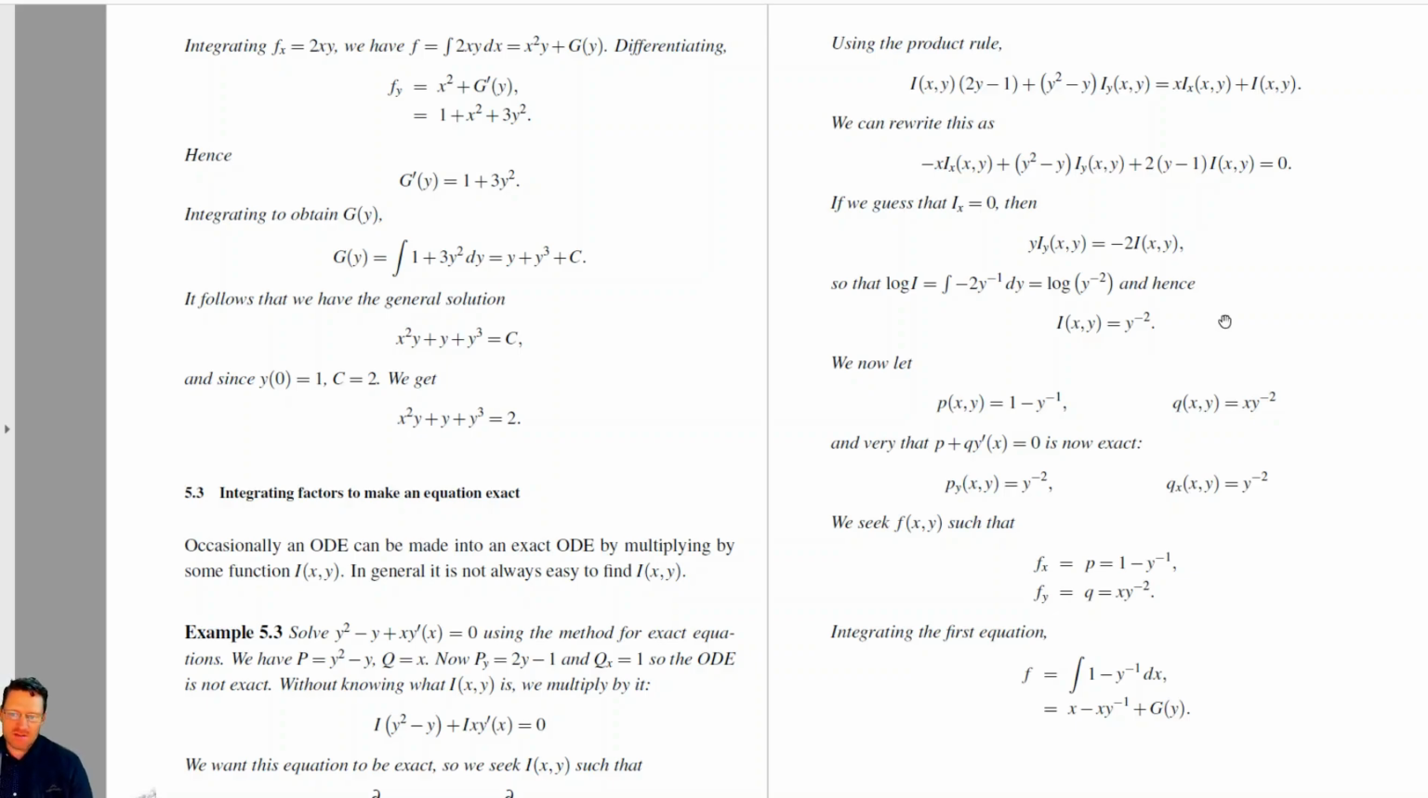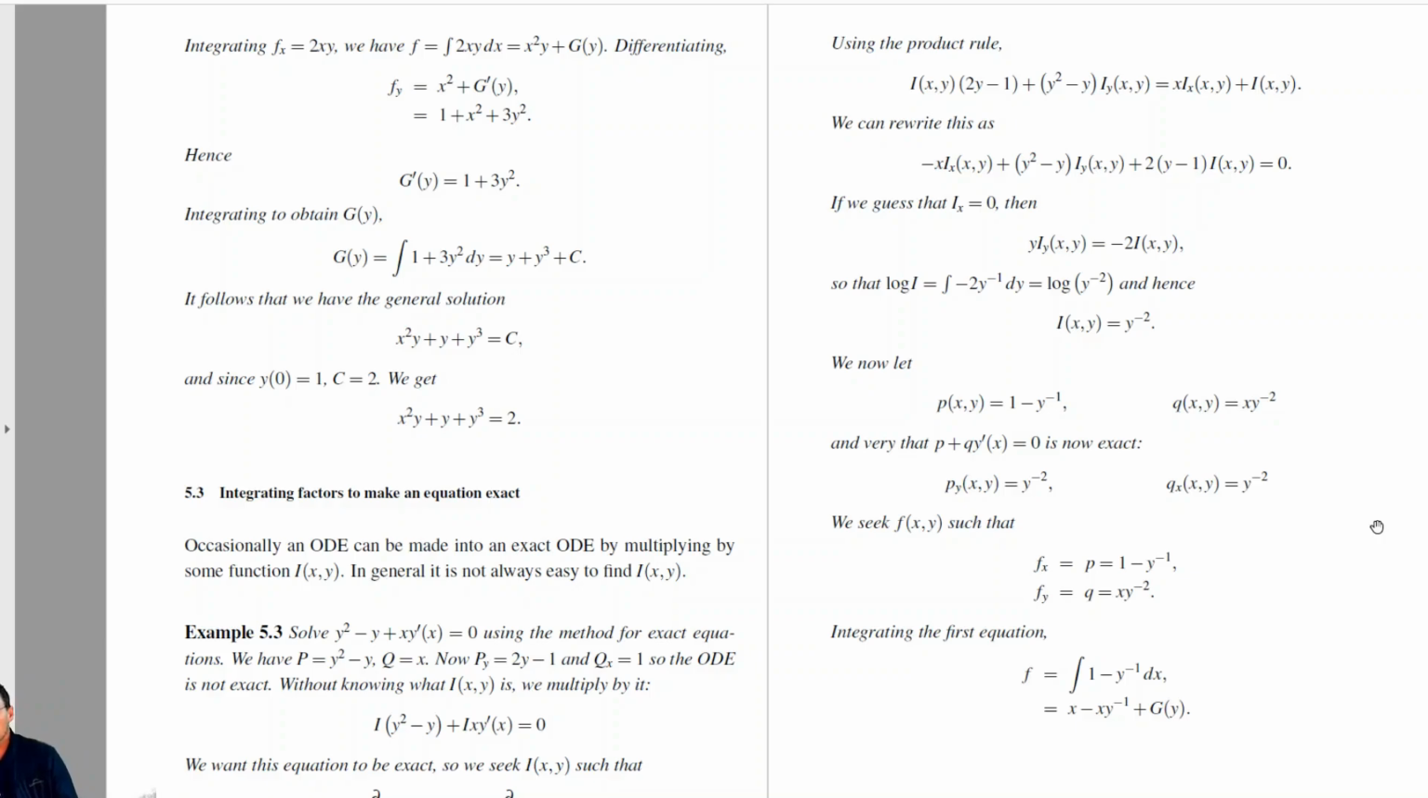So multiplying through gives us now an exact equation. So then we have P equal to 1 minus y to the minus 1 and Q equal to x y to the minus 2 once we've multiplied through by our integrating factor. So that's now exact, and you can check this. P subscript y is y to the minus 2. Q subscript x is y to the minus 2. Those match, so the result is exact.